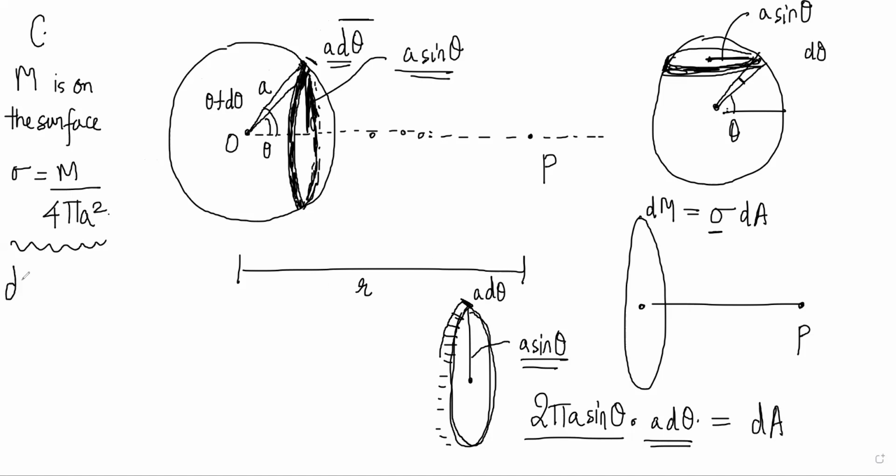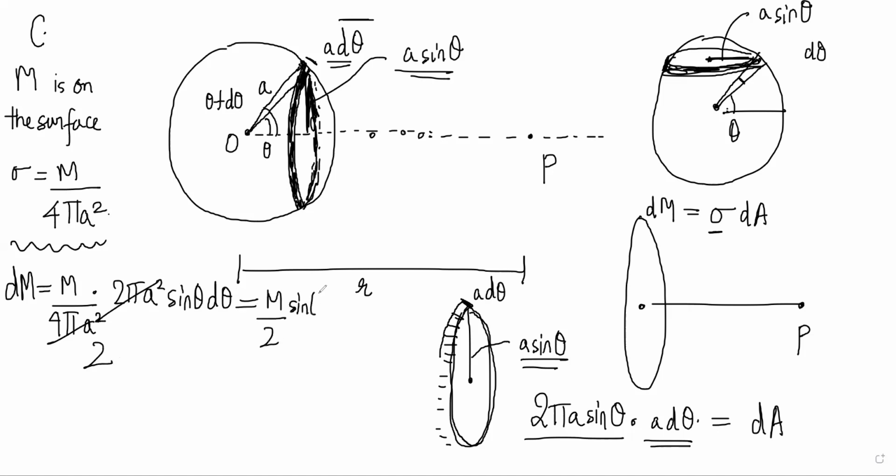So dm will come out to be sigma, which is m by 4 pi a square, multiplied by 2 pi a square sine theta d theta. This becomes m by 2 sine theta d theta. That is your dm. Once you have dm, we know your potential due to this dm on the axis.